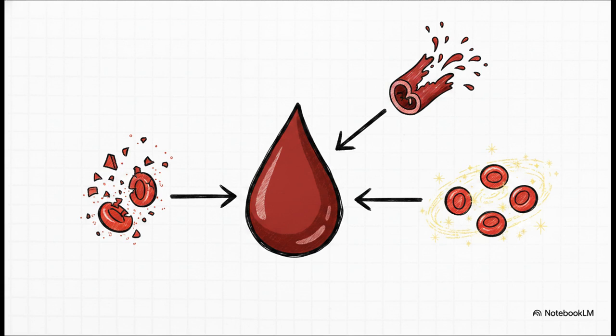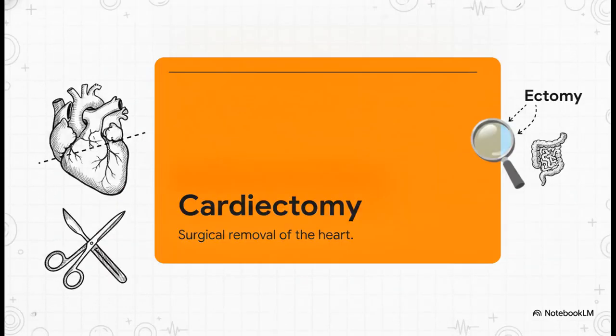Next, rrhage means bursting, so a hemorrhage is the bursting of blood vessels. And finally, poiesis means formation, so hemopoiesis is the creation of new blood cells. That's one single root, branching out to describe 3 entirely different processes. Now, what happens when we go into the operating room?